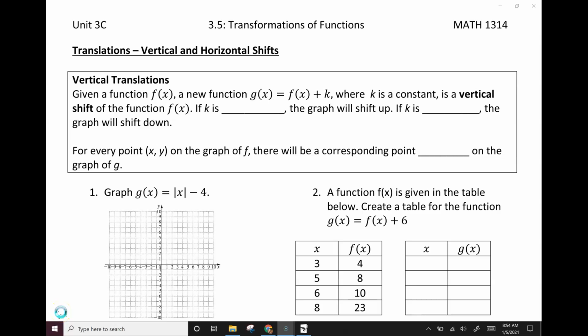Hey guys, this is the 3.5 part 1 video. We're going to be starting to look at transformations of those parent functions that we talked about yesterday. So first let's start with vertical translations. So that is when the graph shifts up or down.